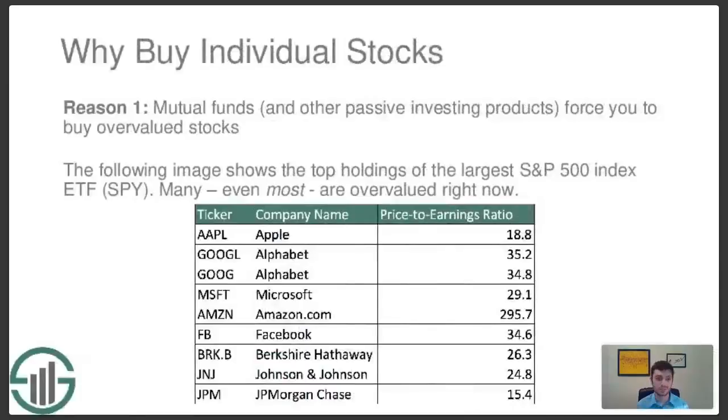All right, why buy individual stocks? Reason 1, mutual funds and other passive investing products force you to buy overvalued stocks. The following image, which you can see in the table below, shows the largest holdings in the S&P 500 index right now. And you can see that the price earnings ratios on these are very elevated, especially with Amazon, Google, Facebook. These are very high price earnings ratios. And to put these in context, the historical average price earnings ratio for the S&P 500 is between 15 and 16. Right now, the S&P 500's price earnings ratio is well in the 20s.